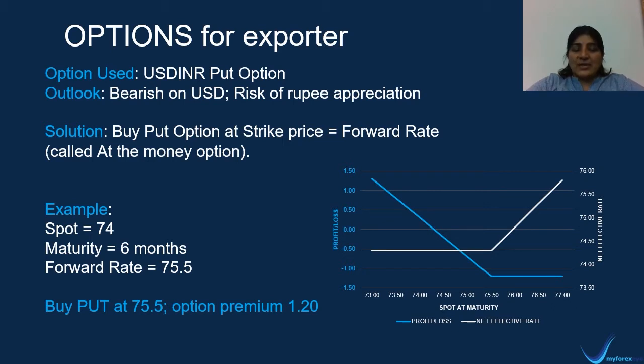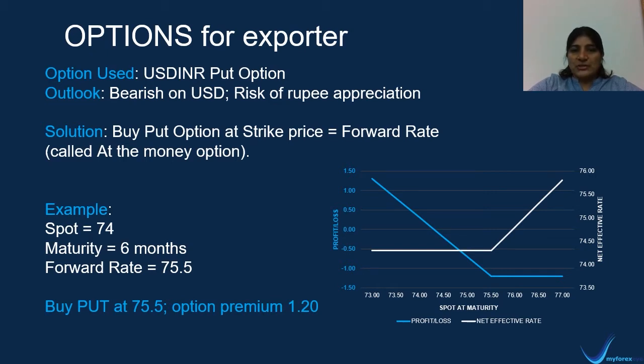Now in the example, let's assume that the spot is 74 with forward rate of 6 months at 75.5, which basically means that the forward premium of 1.5 rupees is there. Then he buys a put option at 75.5, which is the forward rate, because it's an at the money option. The option premium which is to be paid upfront is 1.2 rupees.